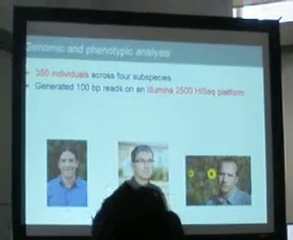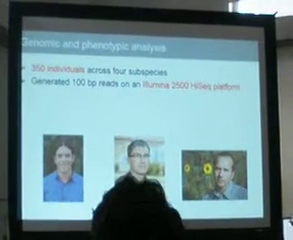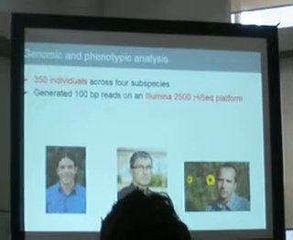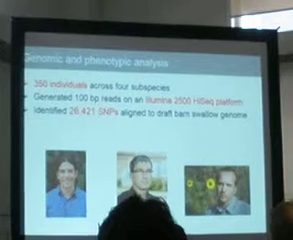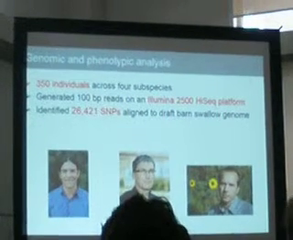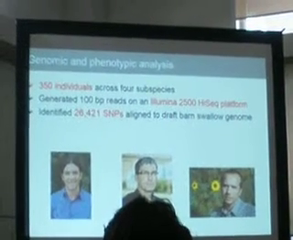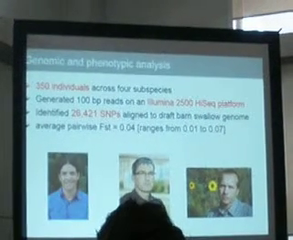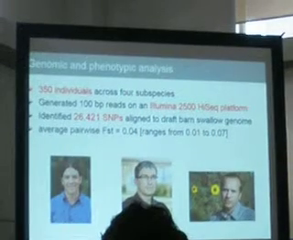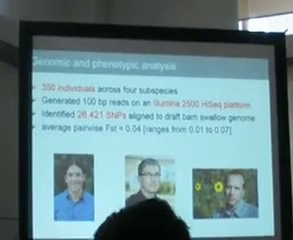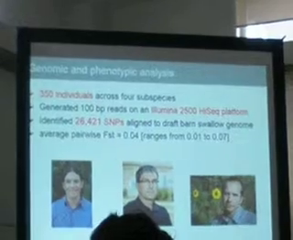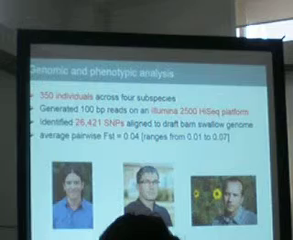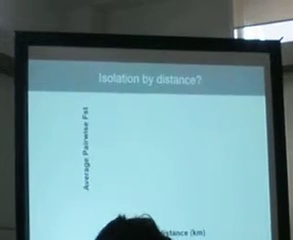So we conducted a large genotype and phenotype analysis comprised of those 350 individuals. We generated 100 base pair reads on an Illumina high-speed platform. We identified 26 plus hits that we aligned to the barn swallow genome. And what we found is that these populations are indeed really closely related to one another, such that the average FST between these populations is about 0.4 and ranges from 0.01 to 0.07.